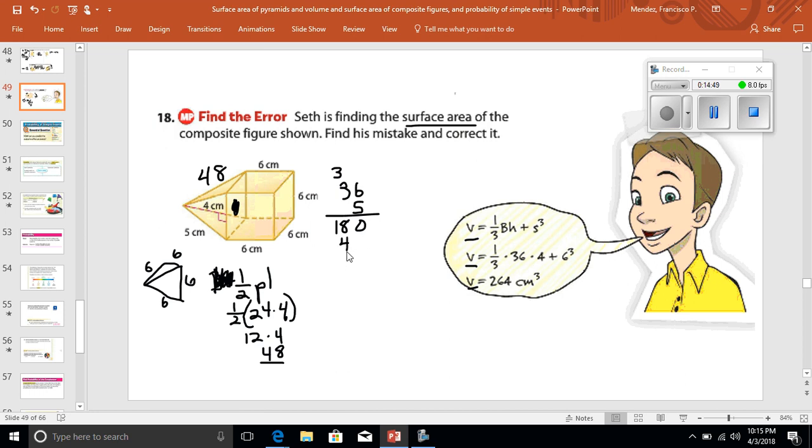So let's add our two things together. 180 plus 48. And that should give us, looks to me, 228 centimeters squared, not cubed, squared, because we're talking two-dimensional, 228 centimeters square. And that should conclude our homework for tonight. See you in class.